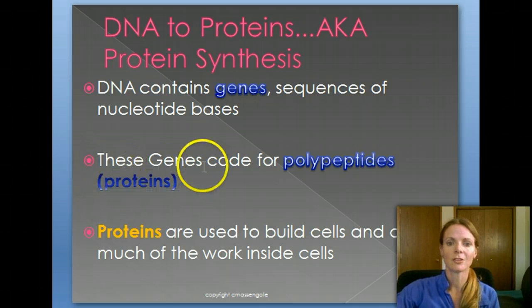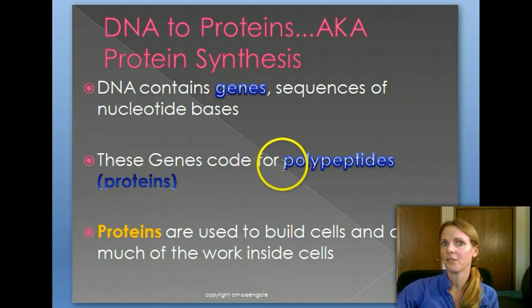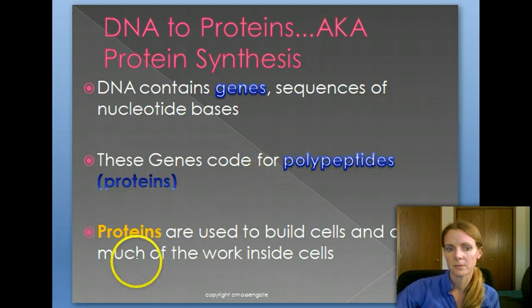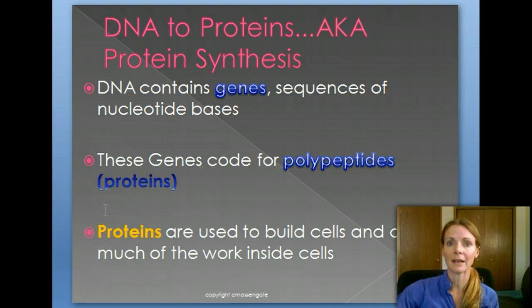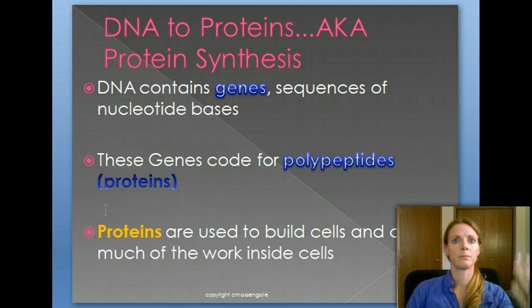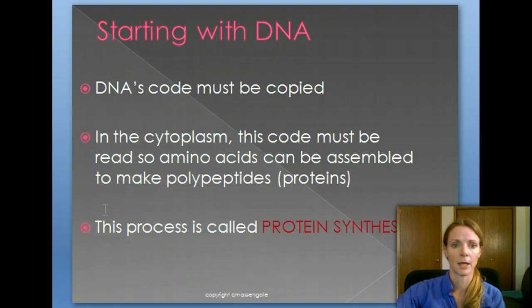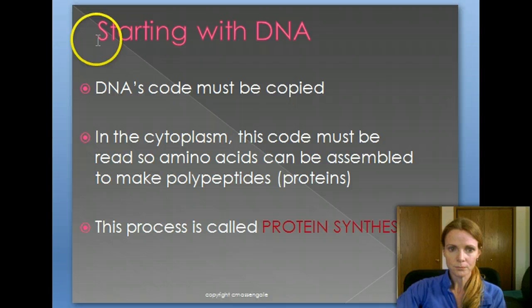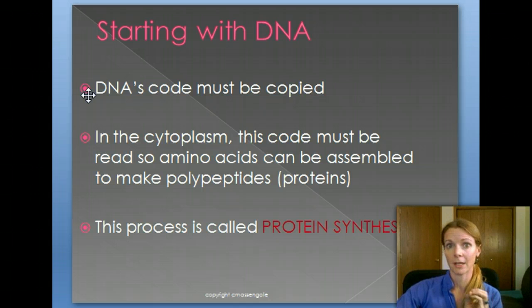Okay, so those genes code for polypeptides, which is a fancy word for proteins. Proteins are used to build cells. They do much of the work inside cells. Obviously, you have protein in the form of muscle cells. So proteins are basically all over your body, used for very different things, okay? So let's start off with DNA. The DNA's code must be copied, right? Remember those nitrogen bases? Those have to be coded and copied.